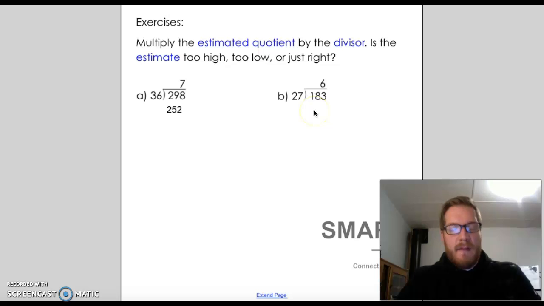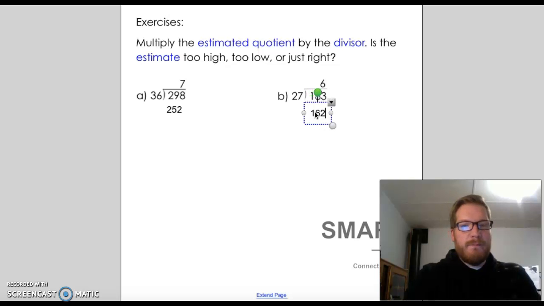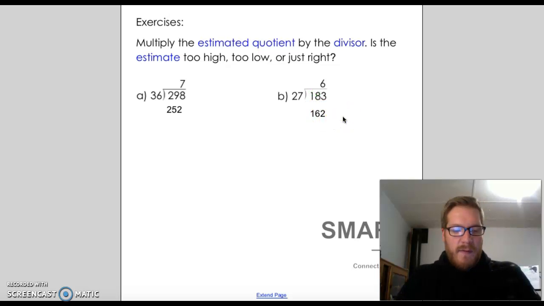Here we have 27 times 6, which gives us 162. And then we can do our subtraction of 183 minus 162, which gives us a difference of 21, which means that this estimate is just right. At this point, you can pause it and work on number 1 in the workbook if you'd like, or you can just keep listening.